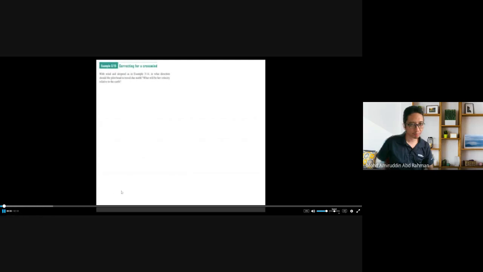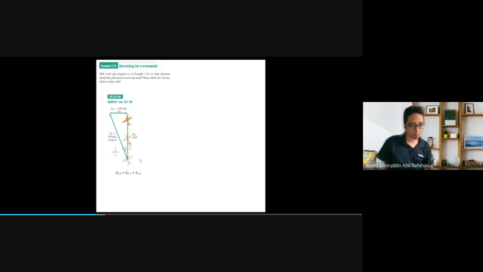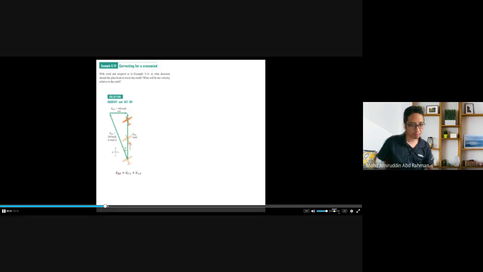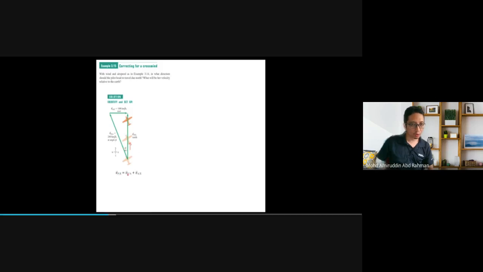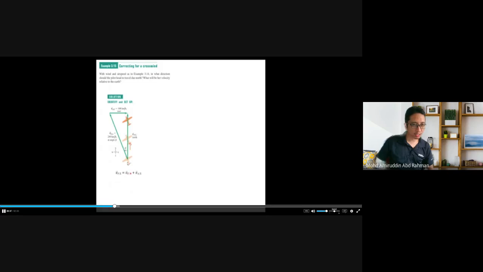Example 3.1. Here the plane's trajectory is due north, so we will appeal to equation 3.35. It says the velocity of the plane with respect to the Earth is equal to the velocity of the plane with respect to the air plus the velocity of the air with respect to the Earth. And we know something about all three of these velocities.